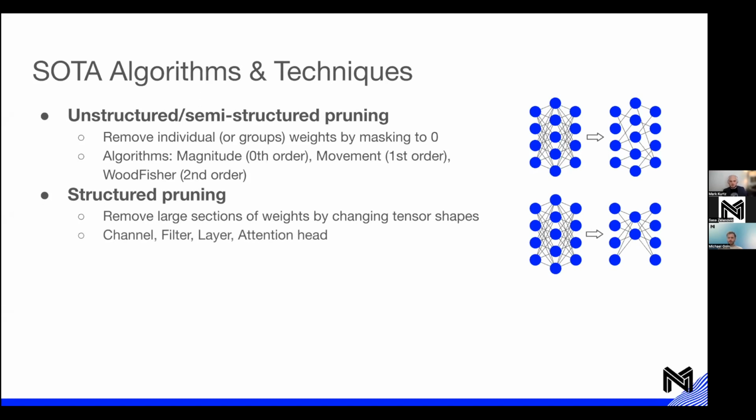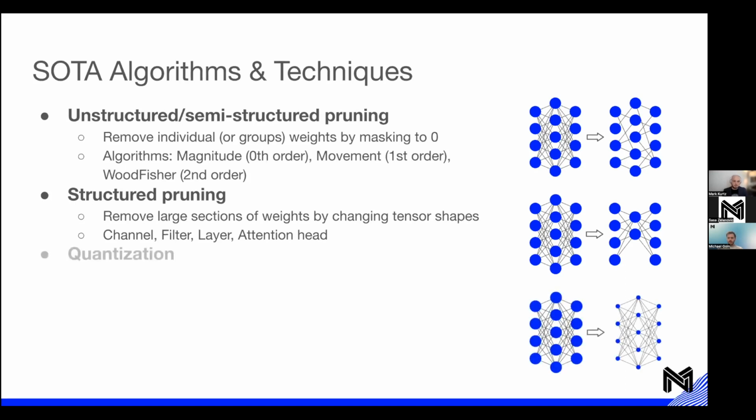There are other techniques outside of channel. There's also filter for convolutional neural networks, layer pruning, which can happen where we just remove whole layers. So like in ResNets, we can remove a whole convolutional layer, and transformers, we can remove a whole transformer layer. And then specific to transformers, we also have attention head pruning, where we can remove individual attention heads within it to try and get speed up.